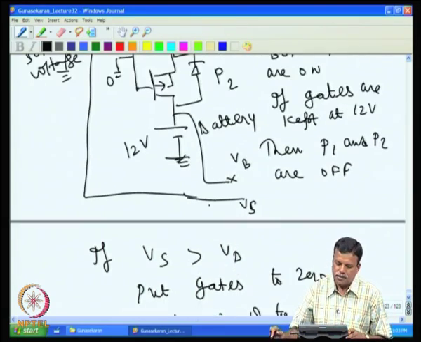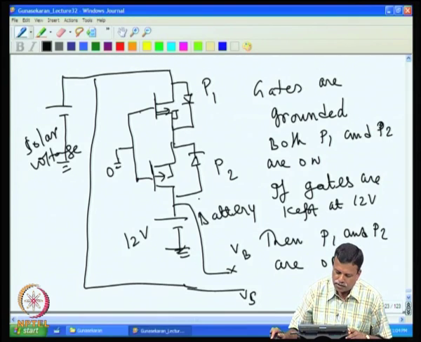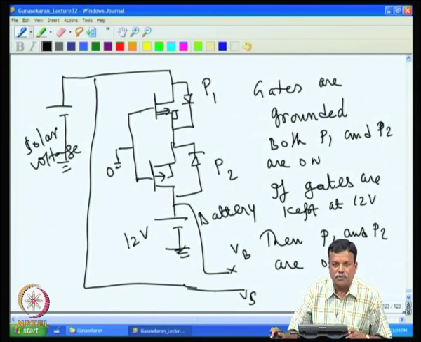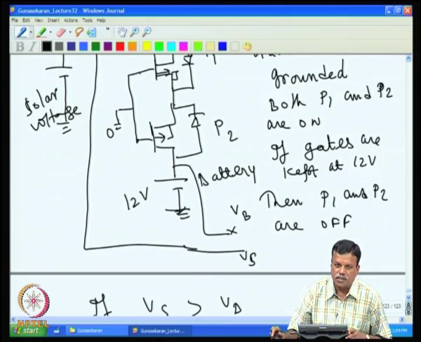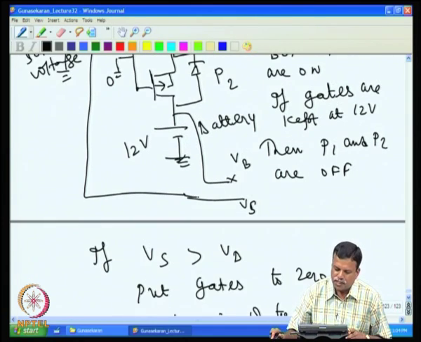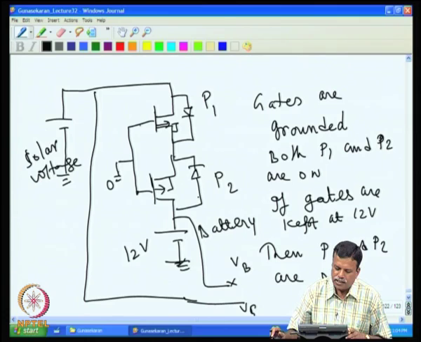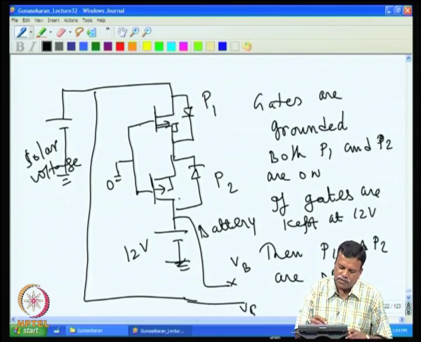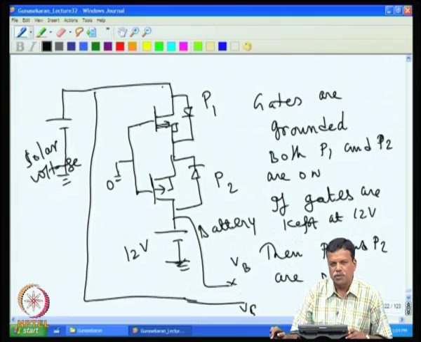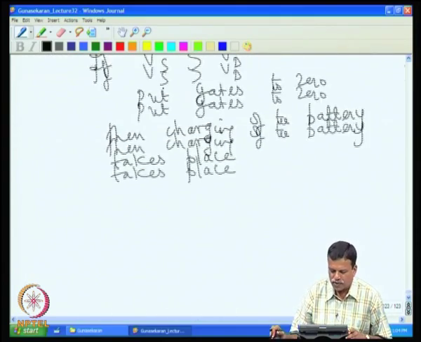Now, as long as the panel voltage is higher than the battery voltage, there is no problem and charging takes place. In case, because of the sun going off, the solar voltage comes down, then the battery will discharge to the panel and the battery will get ruined and the panel also will get spoiled.